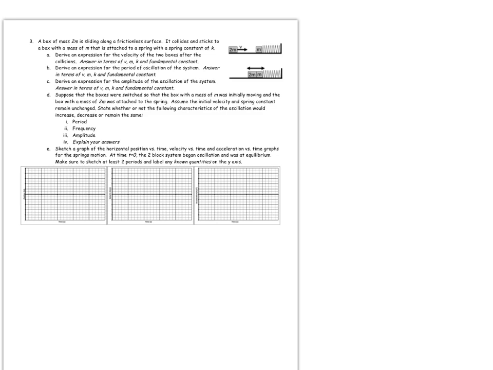It has a mass of 2m, and it collides with another box with a mass of m that's initially at rest and attached to a spring. We first want to derive an expression for the velocity of the two boxes after the collision. In order to analyze a collision here, we're going to think about conservation of momentum. So momentum initial equals momentum final.